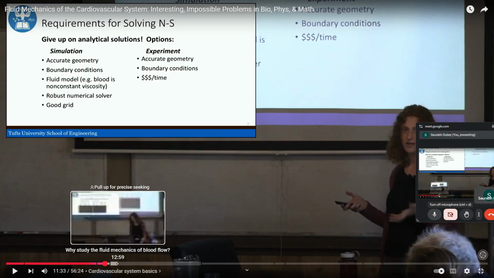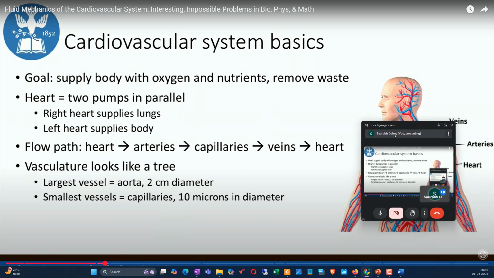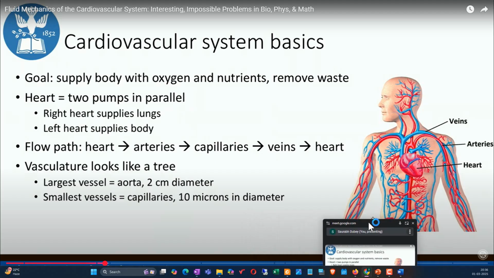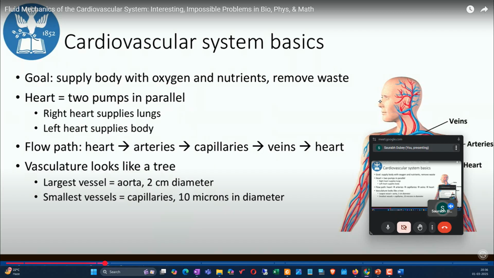So these were the contents you see: veins, arteries, and heart. What is the goal of this cardiovascular system? The goal is the supply of blood and oxygen and the removal of waste. The heart has two parts in parallel: the right heart supplies the lungs and the left supplies the body. Flow path: heart, arteries, capillaries, veins, heart again. From the heart it goes to the arteries, to the capillaries, to the veins, and then back to the heart. The vascular system looks like a tree. The large vessel, the aorta, is 2 centimeters, and the smallest is 10 micrometers, right?